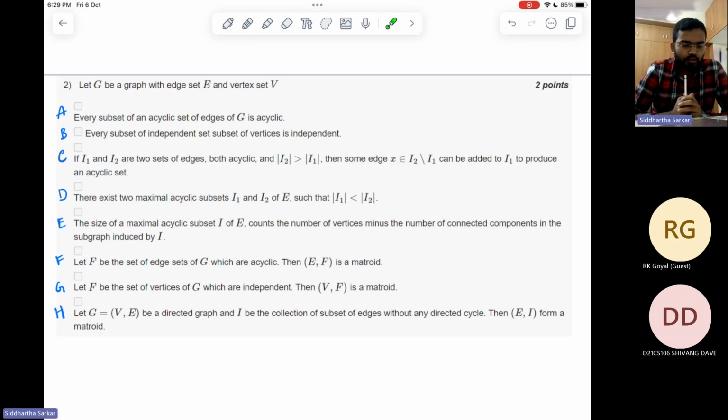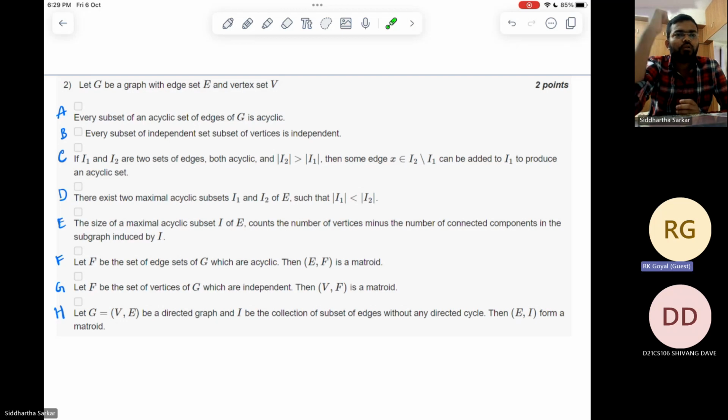Okay, so why are you talking about spanning tree? Because a spanning tree is an acyclic subset of the edges of the given graph. Since here also they are asking that every subset of an acyclic set of edges is acyclic, I took a spanning tree as an instance. Now if I take any subset of a spanning tree, that clearly cannot form a cycle. So that will also be acyclic. So therefore, this seems true to me.